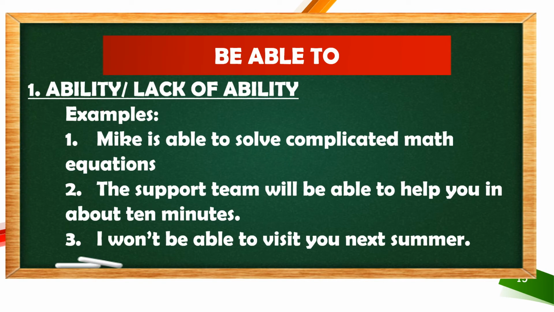Example, Mike is able to solve complicated math equations. Meaning to say, Mike can solve complicated math equations. He has the ability to solve the complicated math equations. And number 3, take note, I won't be able to visit you next summer. Won't is a contraction of will not. It expresses an action that will happen or will not happen in the future.